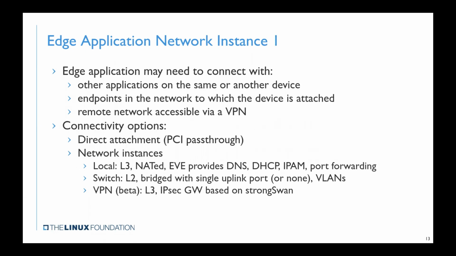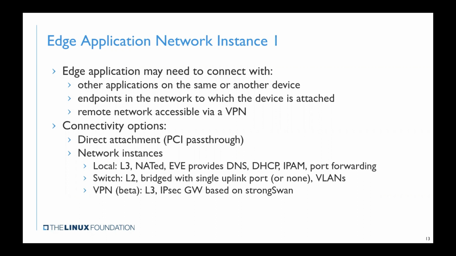But we then also provide some network instances where we give you some services, to make it easier for applications. So the most commonly used one is a local network instance, which is basically an L3 network. So it is routed inside EVE. It uses IP addresses from a space separated from what is used by the device. So it is separate IP addressing, and there is a NAT in between this network instance and the device networks.